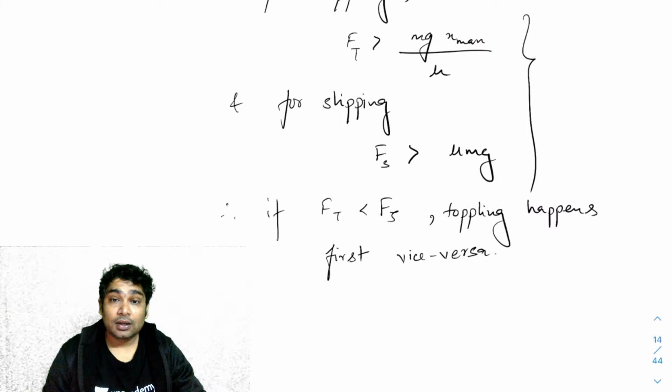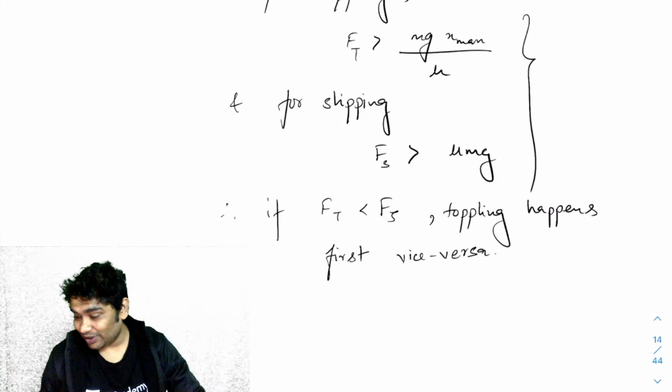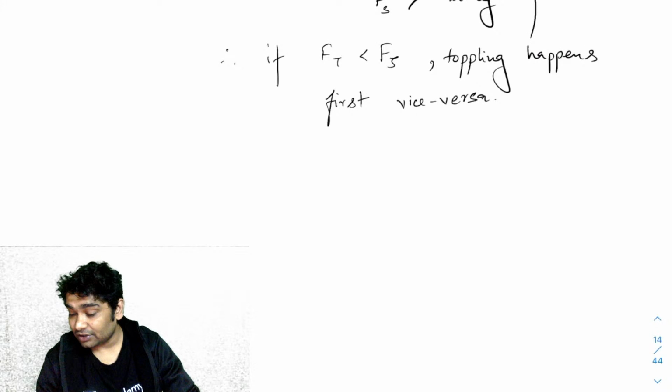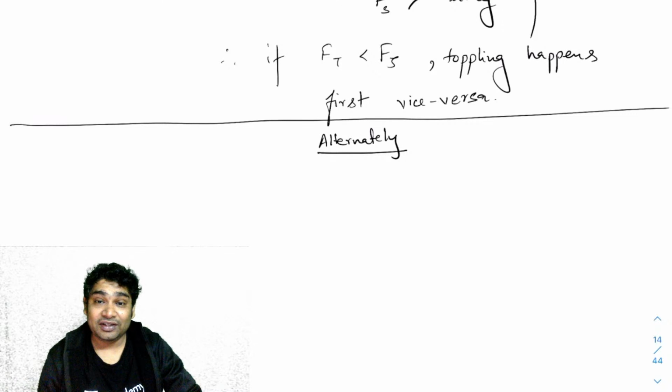Now, there is another way to approach this kind of problem. As I said, one is that you consider the shifting of the N, the normal reaction. Another way, alternately, what you could have done was, as I've shown in the figure in the introduction.